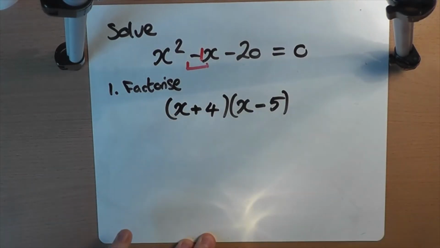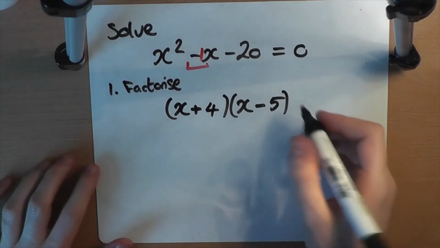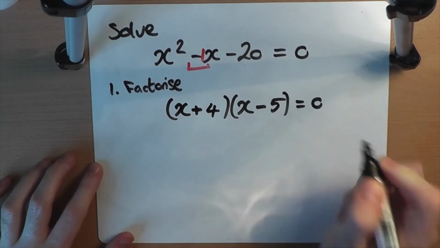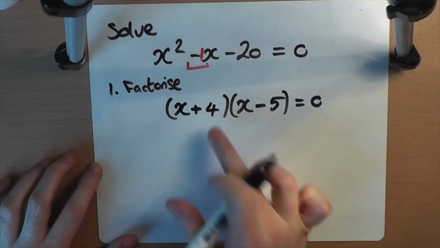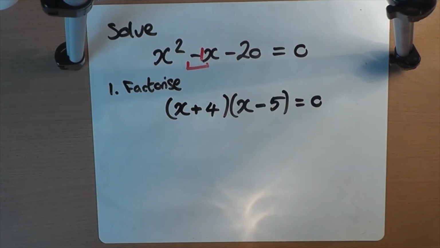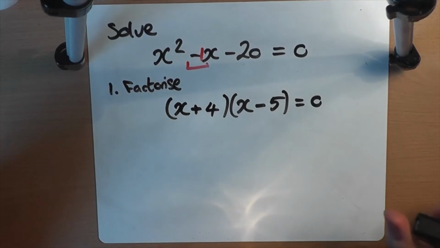Because it was possible to factorise and because it's already equal to 0, it is now possible to solve it. So I'm going to put the equals 0 back in. If this is equal to 0, then this must be equal to 0 as well, because they are the same thing expressed in 2 different ways. And the fact that this is equal to 0 is what makes it solvable, is what's important.